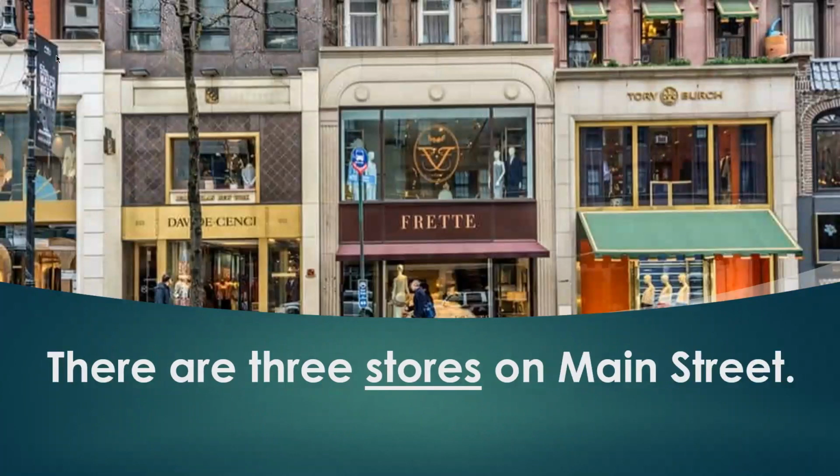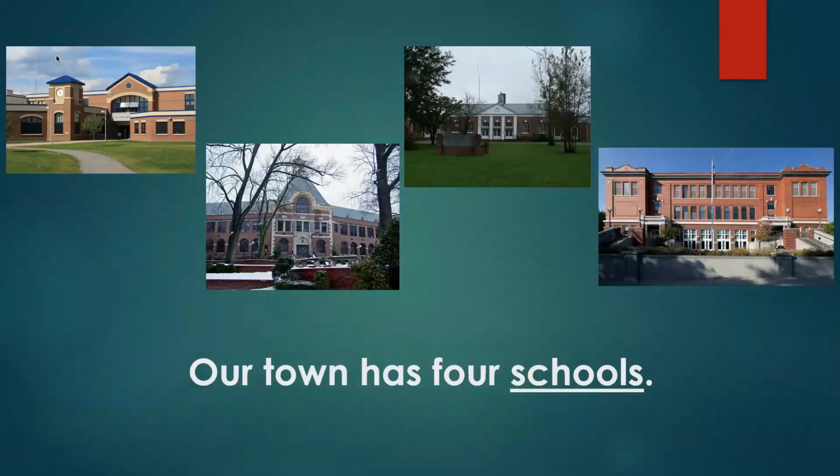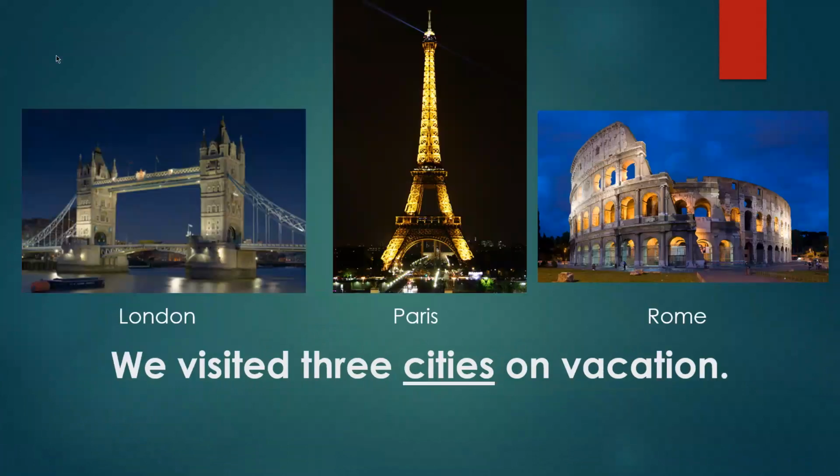Places like stores. We can see 1, 2, 3 stores in this picture. We'll say there are 3 stores on Main Street. Schools. We can count schools. 1, 2, 3, 4. Our town has 4 schools. And cities. We can visit different cities and count each one we go to. At the end, we can say we visited 3 cities on vacation.